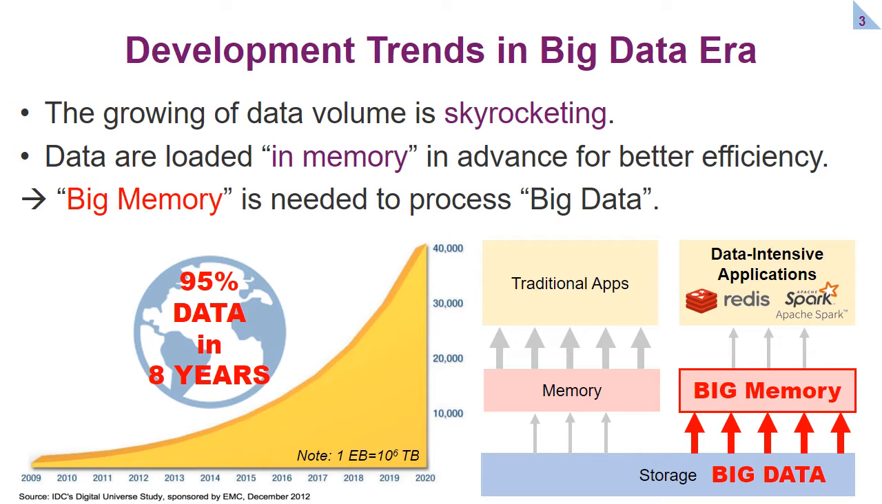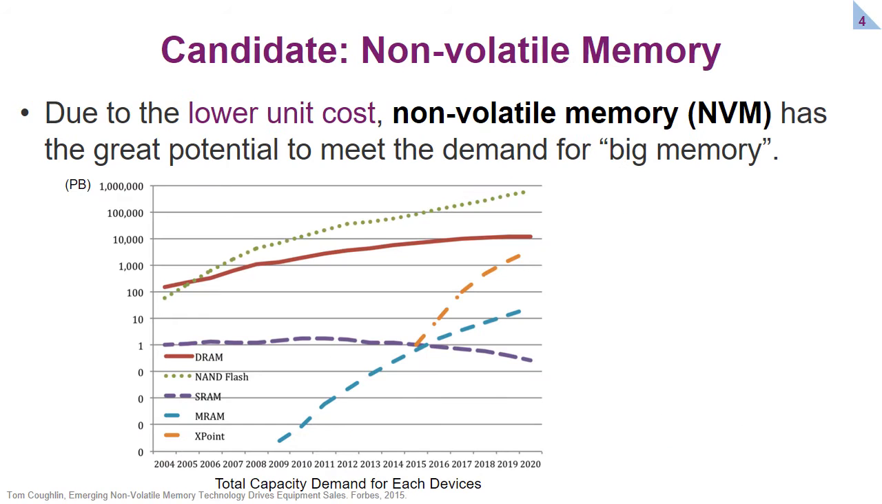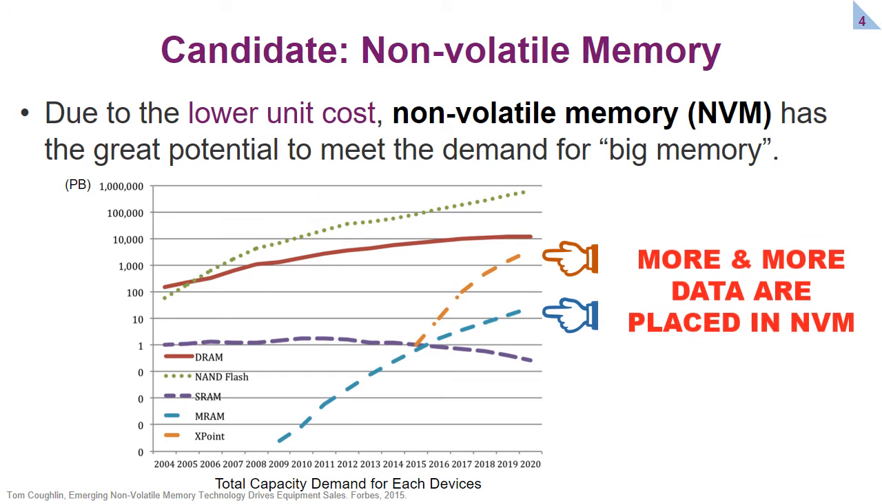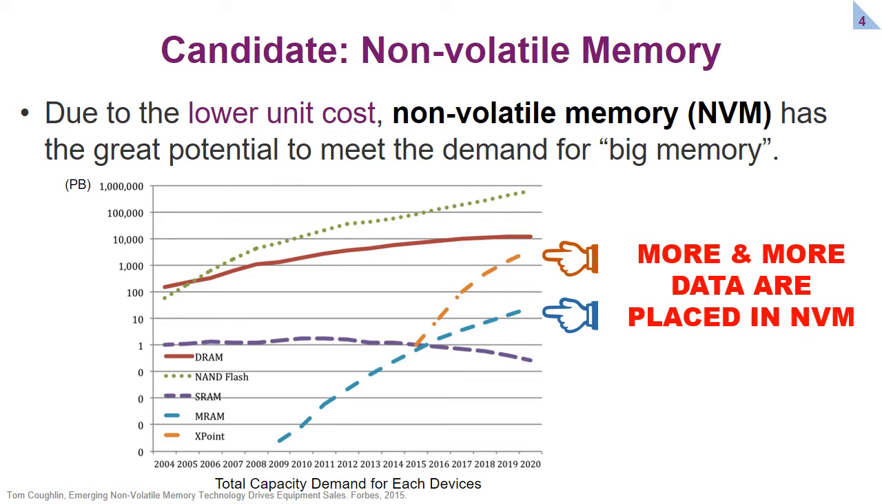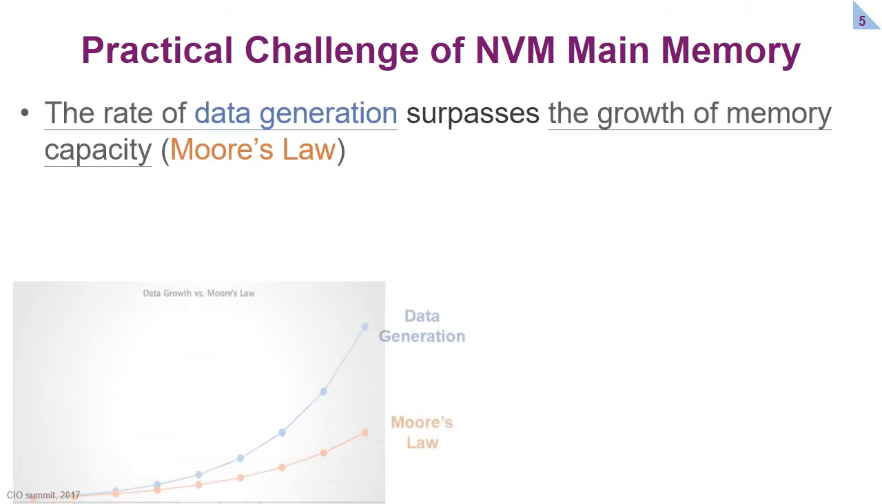In the big data era, the data volume is skyrocketing and data are loaded into main memory for better efficiency, but in this way, big memory is needed to process big data. Due to the lower unit cost, non-volatile memory has the great potential to meet the demand for big memory, and in this figure, we can find that more and more data are placed in non-volatile memory.